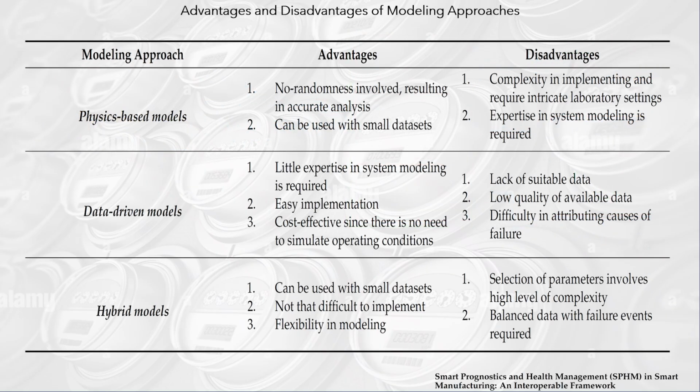Advantages and disadvantages of modeling approaches. There are three modeling approaches to prediction: physics-based models, data-driven models, and hybrid models that combine physics-based and data-driven models. All three of these approaches are used in industry. Physics-based models are based on differential equations that deterministically describe physical processes. They require experience in process modeling. They cannot be implemented with the data-driven model alone.